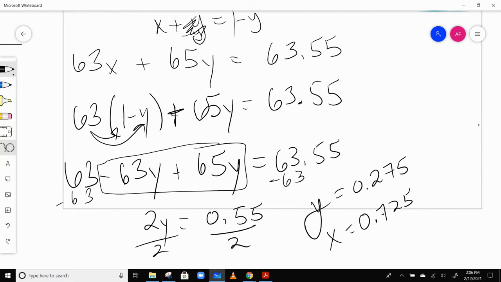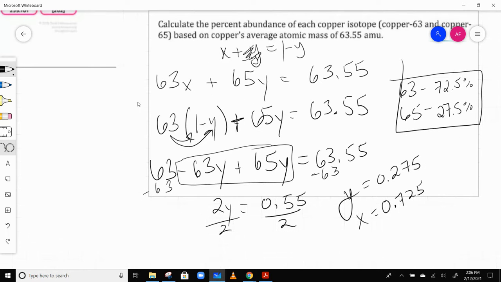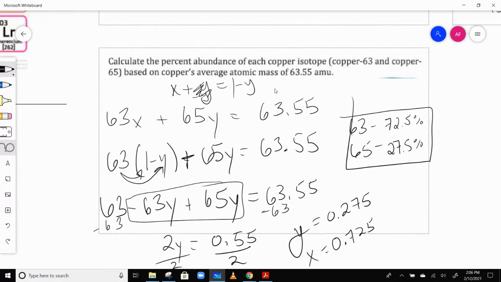So we know that the percent abundance of 63 is 72.5%. And 65 is 27.5%. Now we just look at our answer. It's closer to 63 than 65, so 63 should be a larger number. It is, and it should be significantly larger because it's much closer. So I'm going to say that's probably the right answer there.